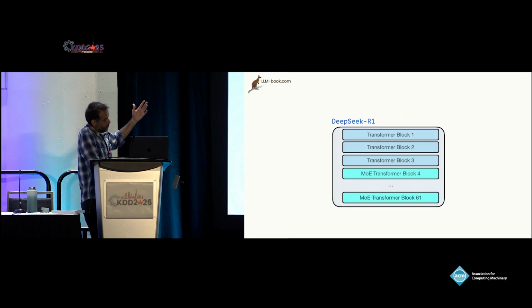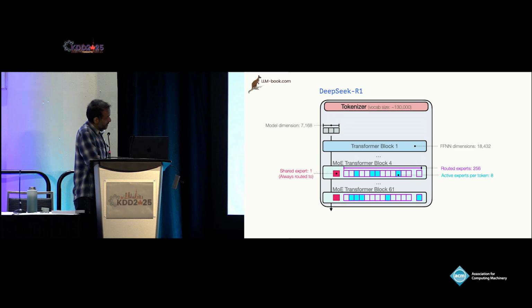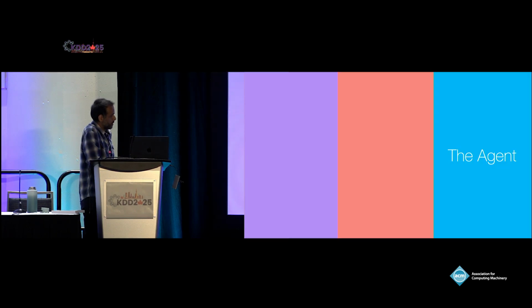DeepSeek R1 is no different. The first three are traditional, dense transformer blocks, but then everything after 3 is a mixture of expert model, and the processing goes one by one like that. The major architectural shift there is that it's not just one expert that is activated, it's 8, and then you have a shared expert that is always activated. So whenever an input token comes to block number 4, this shared expert on the left is going to process it, and then 8 of these 256 experts are also going to process it, and then there's a way to merge and synthesize them, and that's what gets passed to the next one.